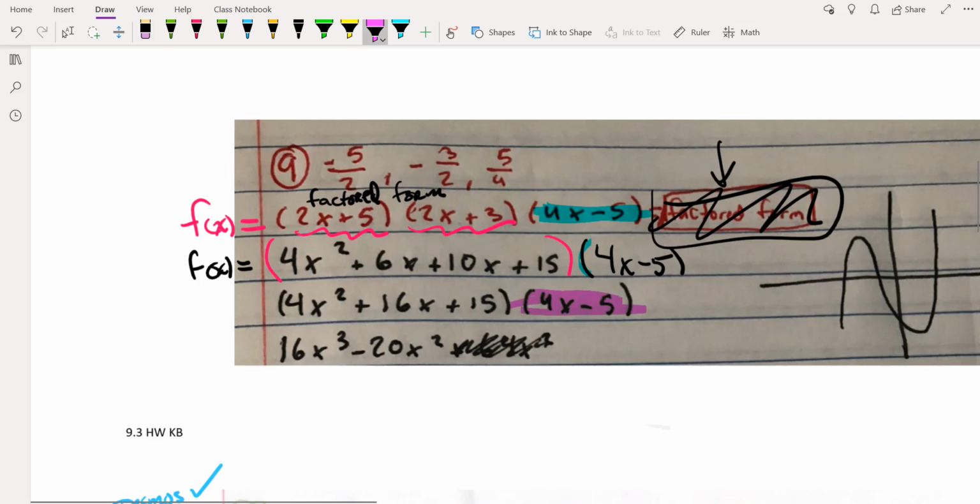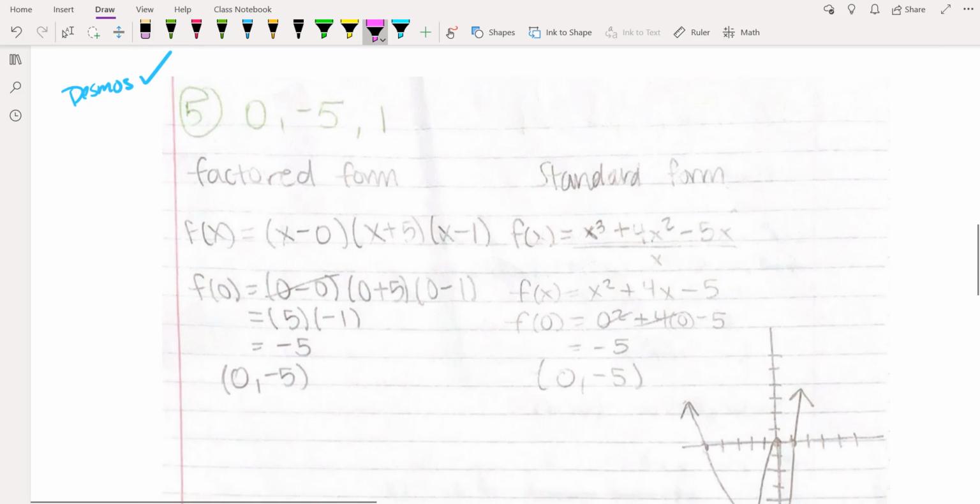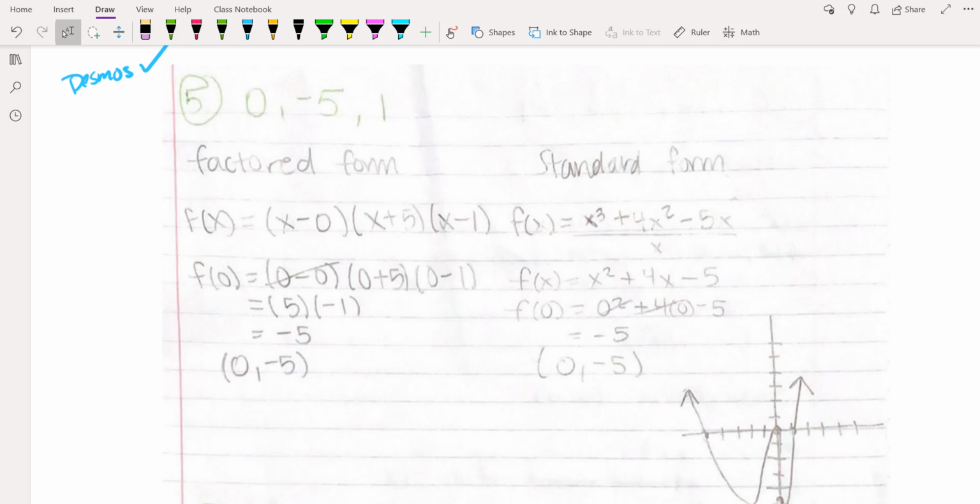All right, and then here's a little something from the 9.3 homework. Again, this is where I'm demanding you do your understanding. Factored form is not correct the way the student shows this. When you have a 0 of 0, your factor is just going to be x. So you don't write x minus 0 for that. That's just going to be x.